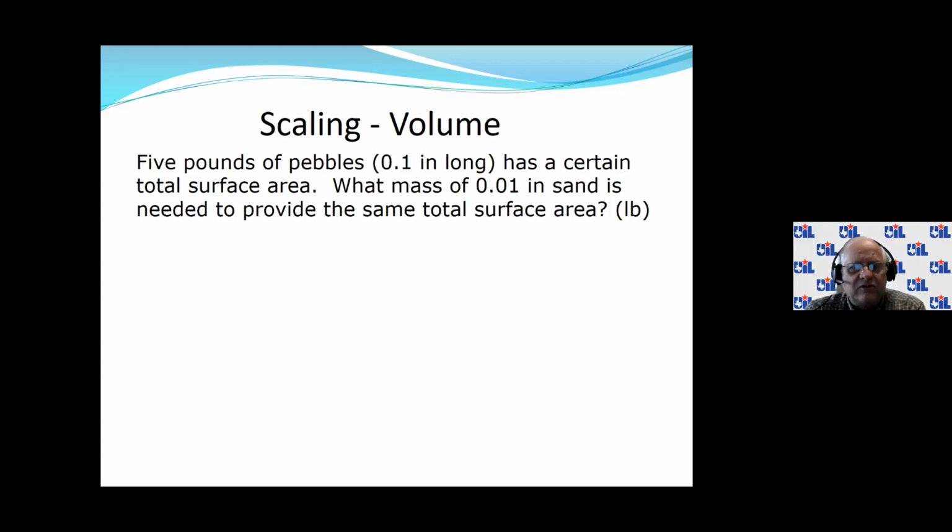And then the question is what mass of 0.01 inch, presumably long, sand is needed to provide the same total surface area? The assumption here is that the shape of the sand and the shape of the pebbles is identical, so I can use scaling principles. That's the assumption we make here, which is implicit. Since I don't know the number of pebbles, I have a little bit of work to do here.